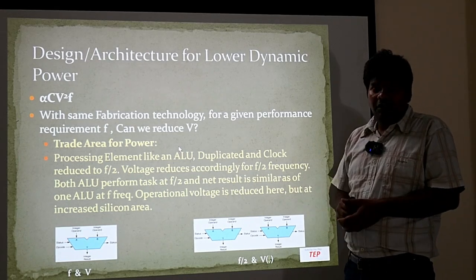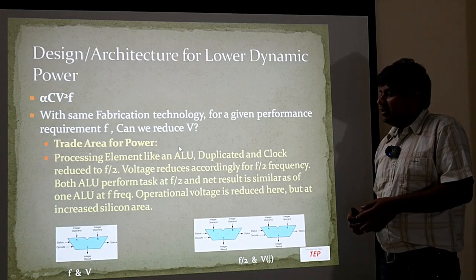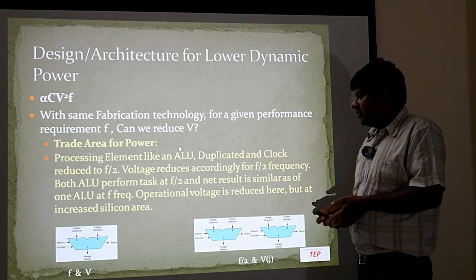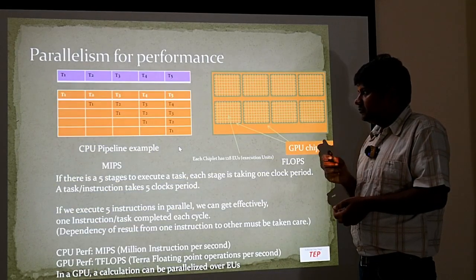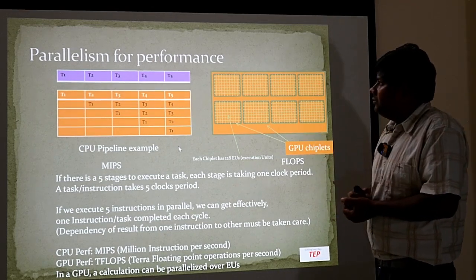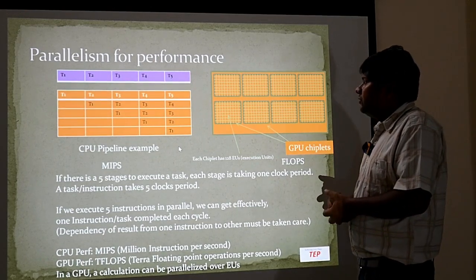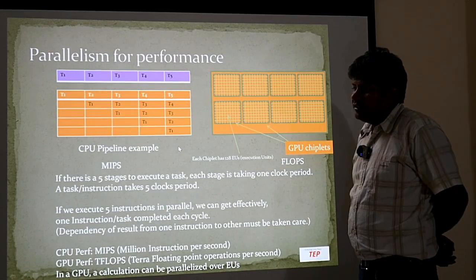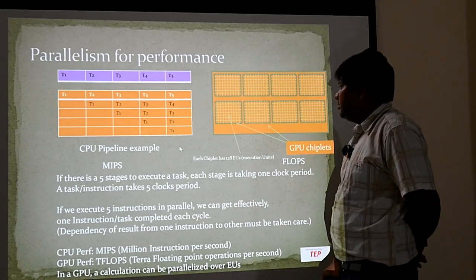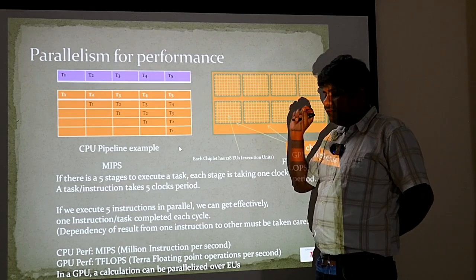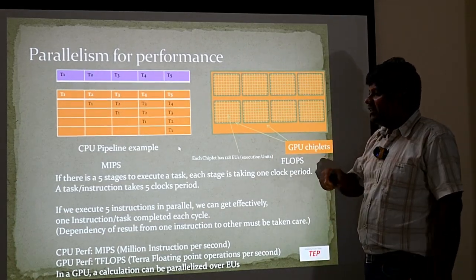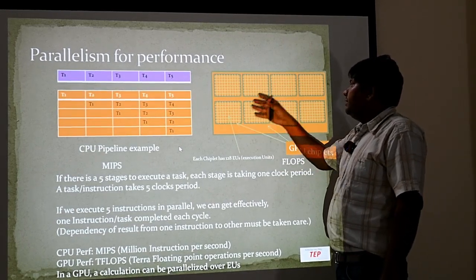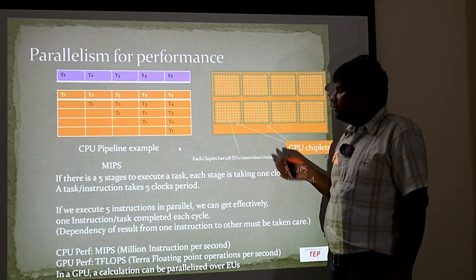So this concept is called area for power trade-off, and this is applied in multiple ways in silicon fabrication. Here we want to depict the parallelism for performance. The concept is quite similar to what we discussed earlier, that instead of running one execution unit which processes for you at higher frequency, it is advantageous to run multiple units at lesser frequency. Ultimately that's what we are doing.